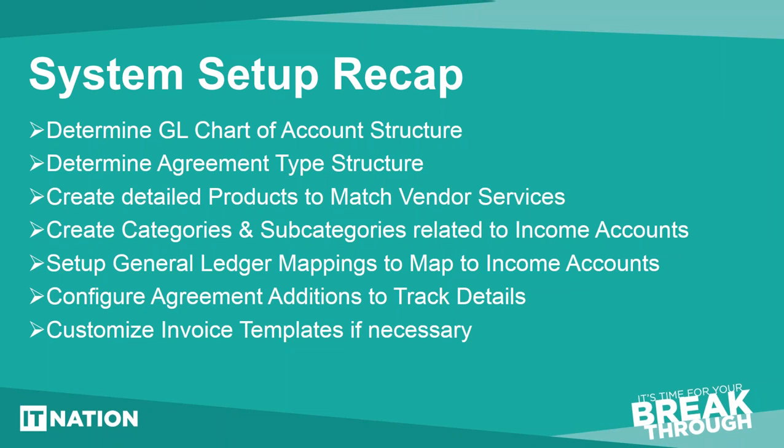You need to create detailed products to match your vendor services. So not just a high-level managed service workstation, but actually some details that support that if you're needing to procure services from third-party vendors. Creating categories and subcategories to be associated with those products and having them mirror what your income account structure looks like today is going to be important. And then setting up your GL mappings to map to the right income account. So going into the general ledger setup table and actually developing out that mapping structure based on the agreement types or the category-subcategory combo.